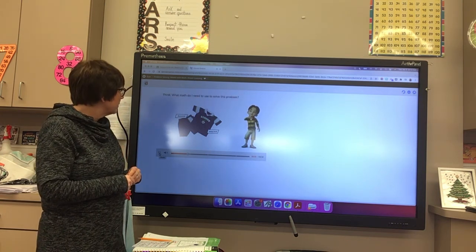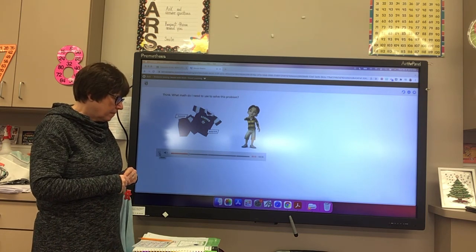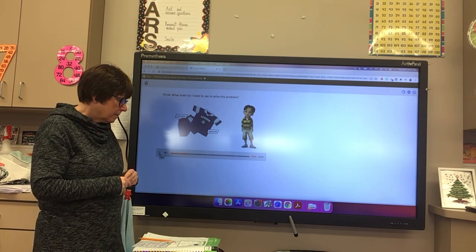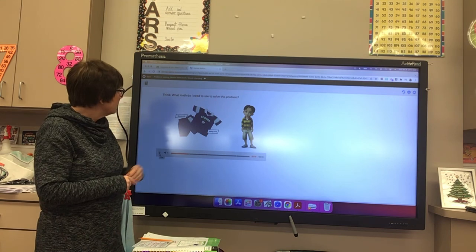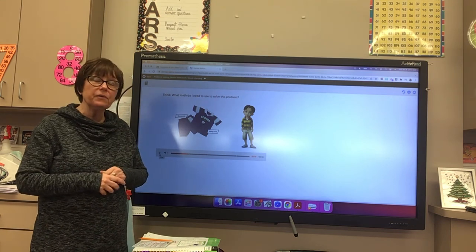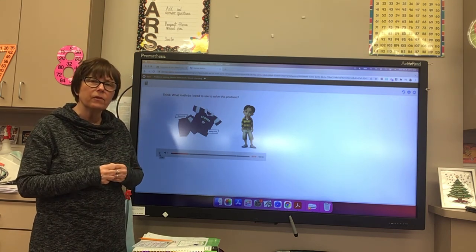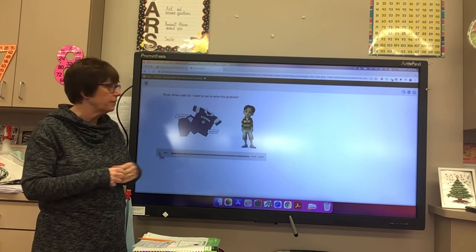Think, what math do I need to use to solve this problem? Okay, so what math do we need to use to solve this problem? What are you thinking about, boys and girls? What math do you think we need to use?